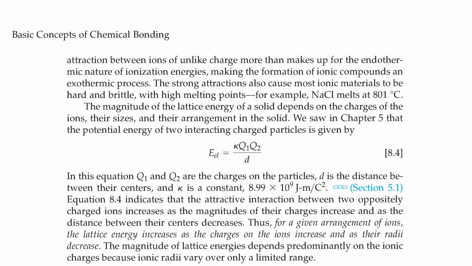Equation 8.4 indicates that the attractive interaction between two oppositely charged ions increases as the magnitude of their charges increases and as the distance between their centers decreases. Thus, for a given arrangement of ions, the lattice energy increases as the charges on the ions increase and as their radii decrease. The magnitude of lattice energy depends predominantly on the ionic charges because the ionic radii vary over a limited range.